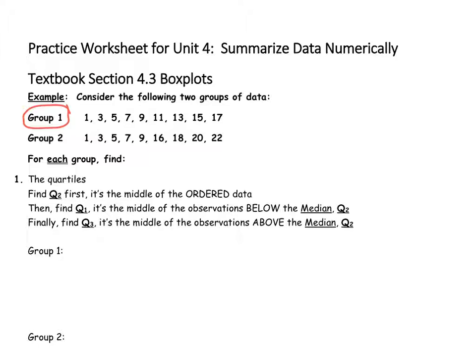So for each group, and in this video, group 1 only, we're going to first of all find the quartiles, which are quartiles 1, 2, and 3. We're going to then find the interquartile range, and we're going to create and draw a box plot from this data that we'll call a 5-number summary. So let's get started. So group 1, let me write it again here: 1, 3, 5, 7, 9, 11, 13, 15, and 17.